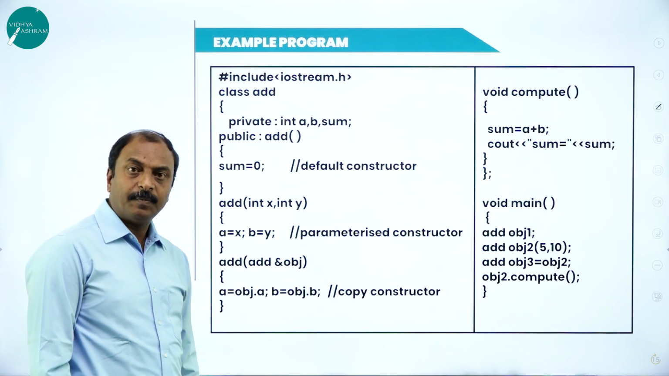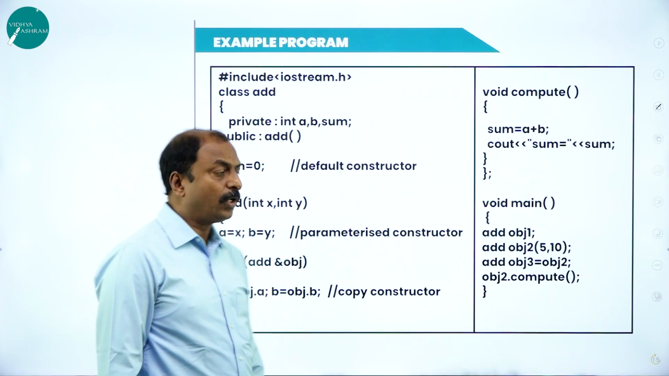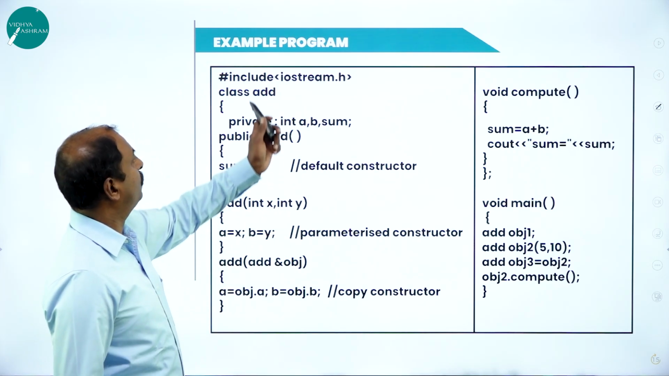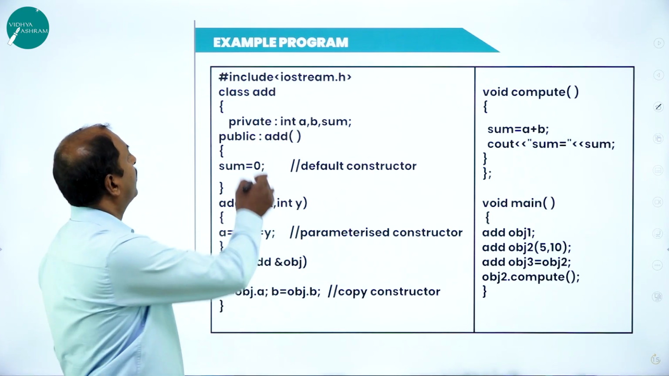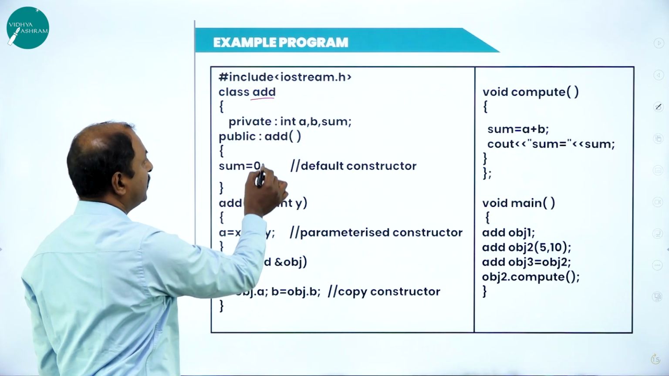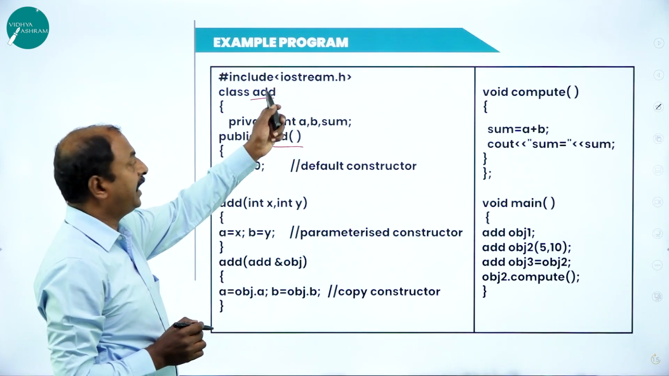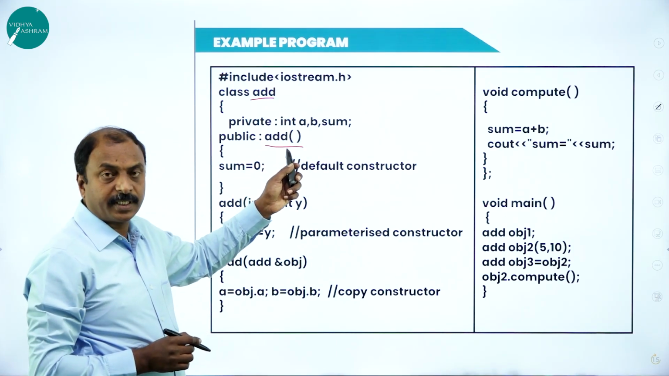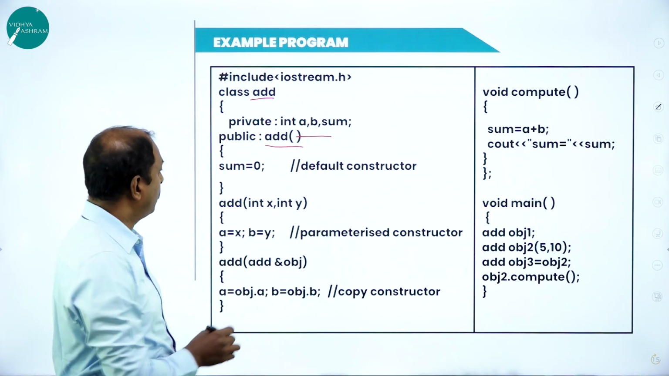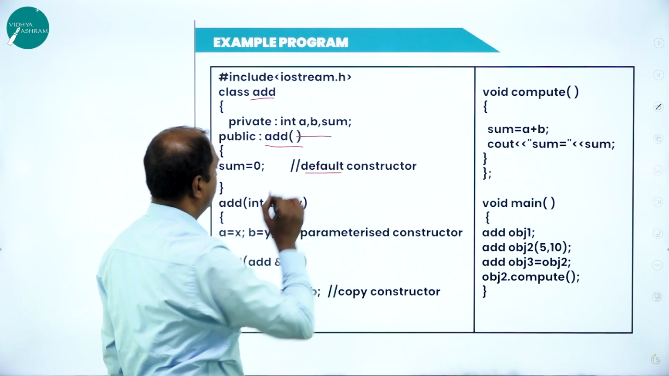Now let us see an example. It is an example program to show the working of the different types of constructors. The program starts with the header file, the class name is add, inside it the private variables, and under public add, where the name of the class is add. It is a default constructor where there are no parameters or arguments. Inside this, sum equal to 0, and close the constructor. So this is the default constructor.